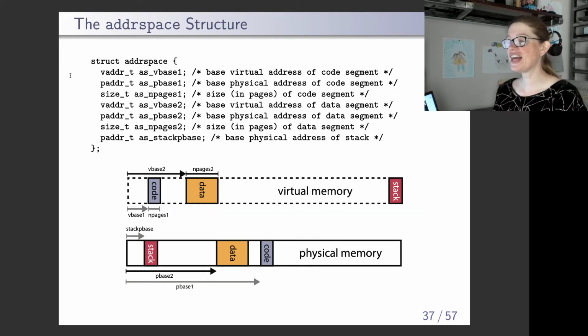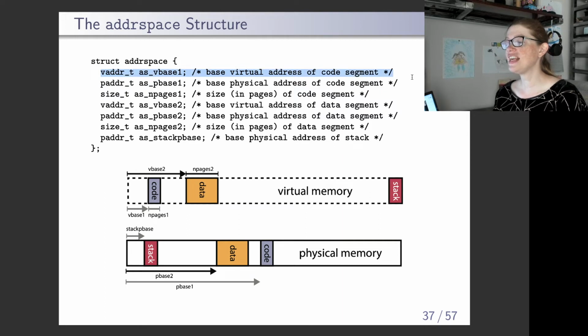So here is the address space structure. Some of you may have opened this up. It's in addrspace.h in the include directory. You will note that the address space structure has 7 fields to it. And there are 3 segments to our address spaces in OS 161. We have a code segment, a data segment, and a stack segment. And in our address space, we actually keep several things for each of these segments.